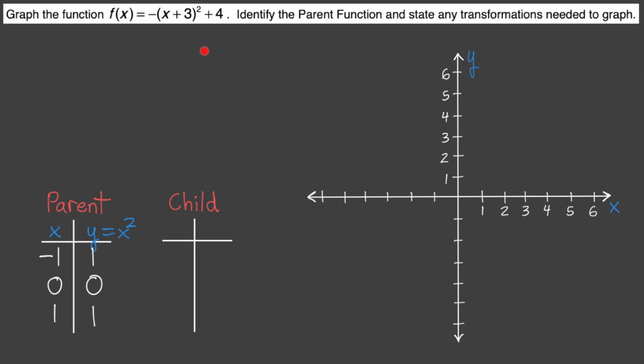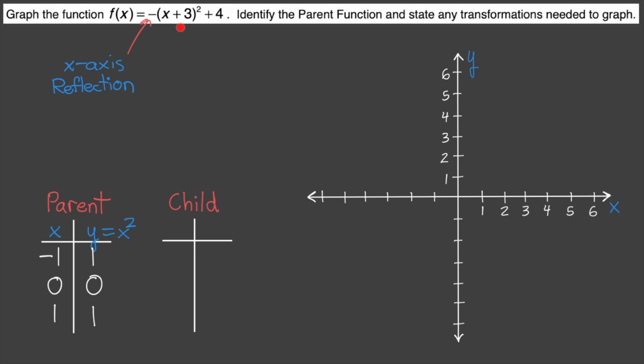Okay, so now let's identify the transformations that are happening in this graph. Let's start with the negative. So we have a negative out front of the function. So that negative is going to be an x-axis reflection. So if you have a negative out front of a function, it's an x-axis reflection.